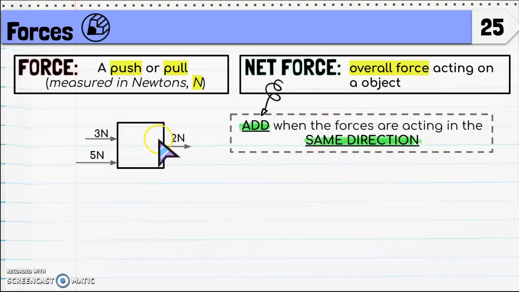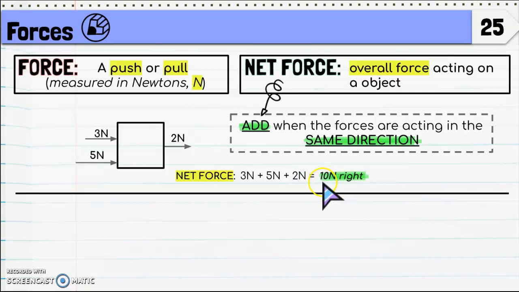So if we look at this example, this object is represented by a square, and we see three forces acting on it. We see all of the arrows are pointing to the right. So to calculate that net force, we will take those numbers and add them together. So we have 3 N plus 5 N plus 2 N, which gives us 10 newtons total, and the force is pushing this object to the right.